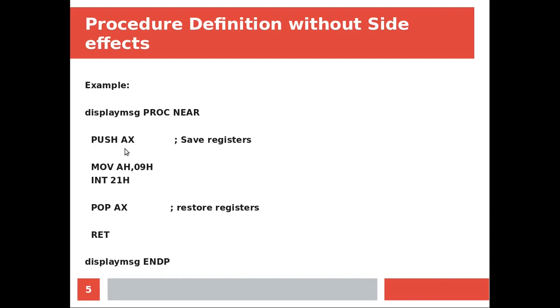That is why we are pushing AX. We will save the AX value into the stack. Then after executing the body of this function, we will restore that value from the stack, that is, pop AX. The content of the stack will be restored into the AX register again. Then we will return from the procedure.